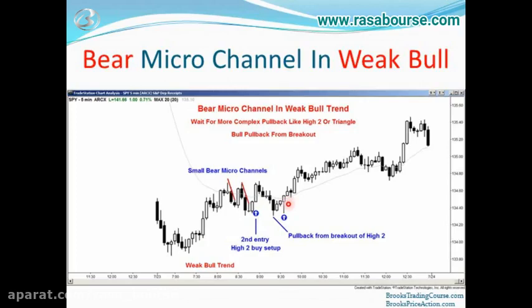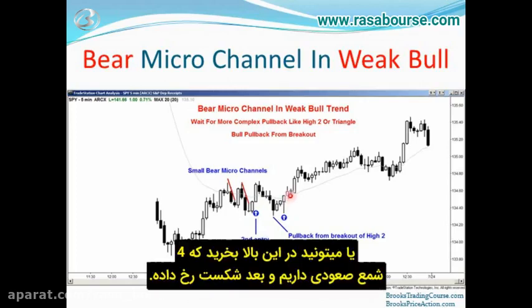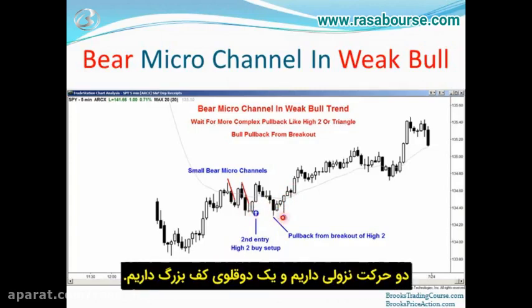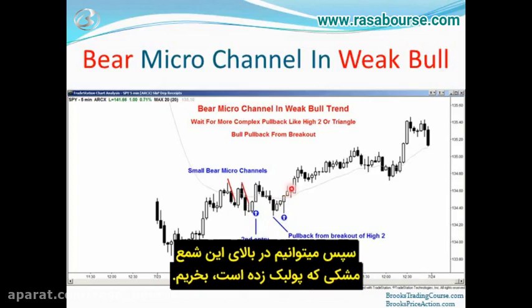Or you could even buy above here. We have 4 bars up, a breakout from a large high 2, 2 legs down, large double bottom, and you could buy above this bar as a pullback from the breakout of the large high 2.